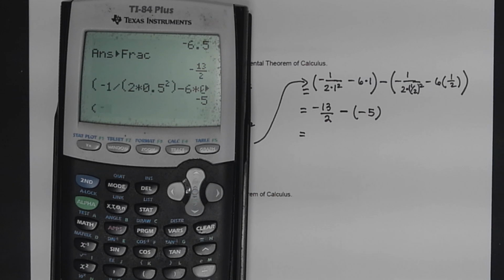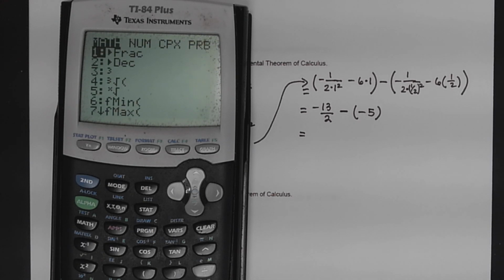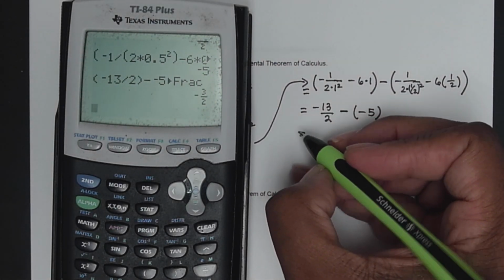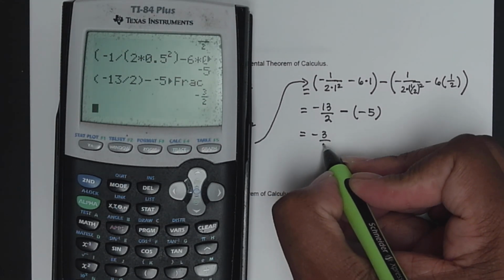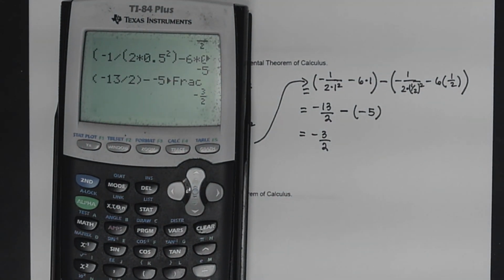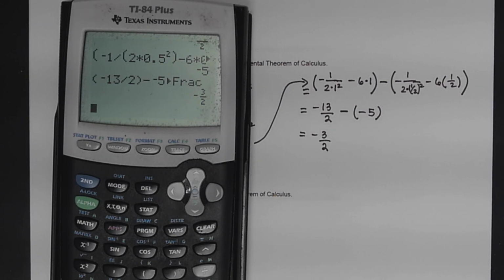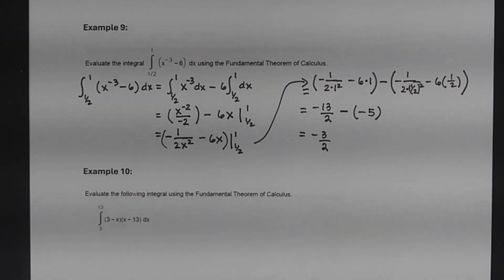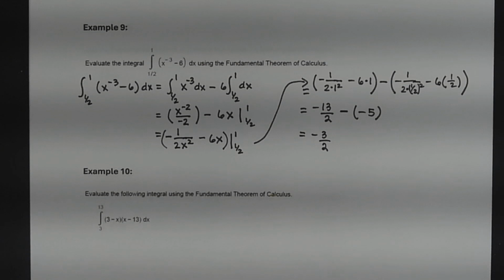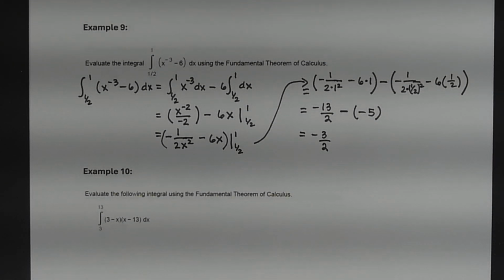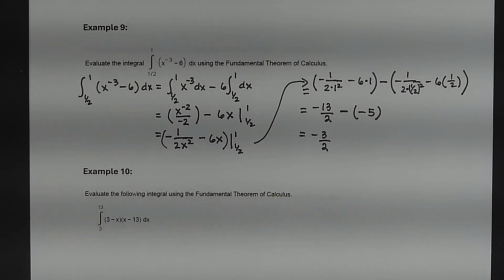So if I do this, negative 13 divided by 2, negative 13 halves, minus negative 5, then press the math key and then number 1 for fraction, this will give me negative 3 halves. Okay. In this case, I treated 1/2 as a decimal, 0.5. So in this case here, the integral from 1/2 to 1 of x to the negative 3 minus 6 dx will be negative 3 halves.